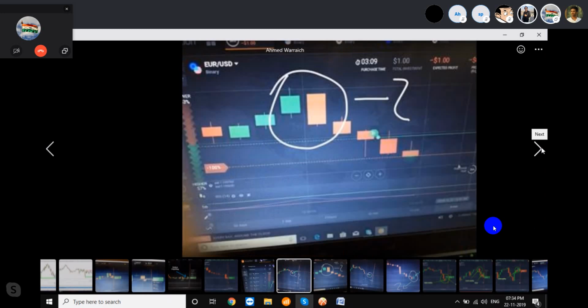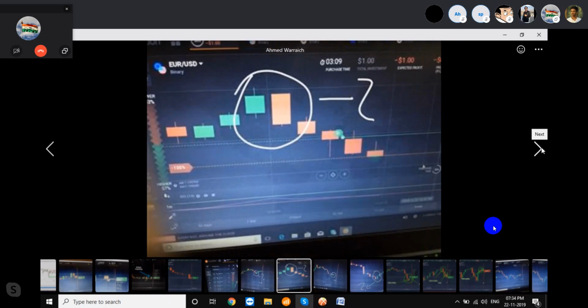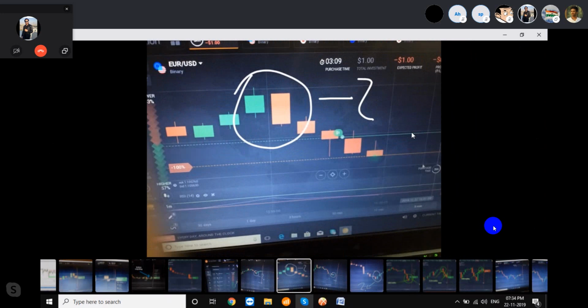Okay, so what is it, Ahmed? Sir, is it a bearish engulfing? Yeah, I think so. Okay, fine, I'm considering this, but is it on a proper resistance? So this is a bearish engulfing, and you took a trade here?